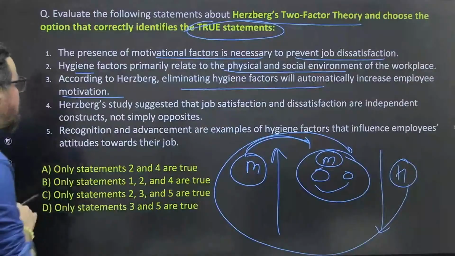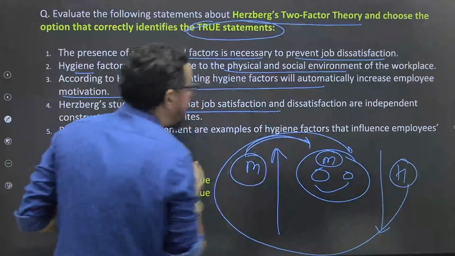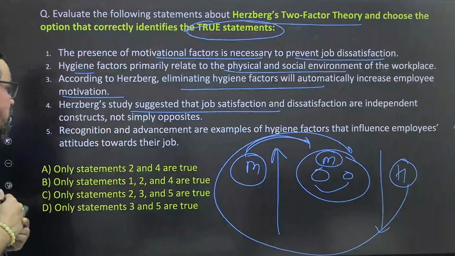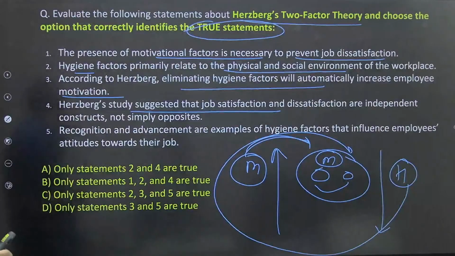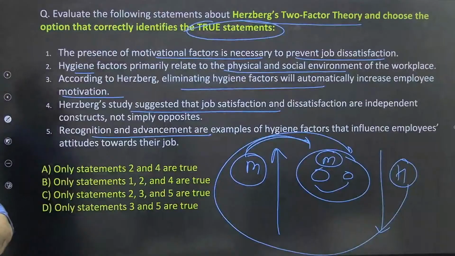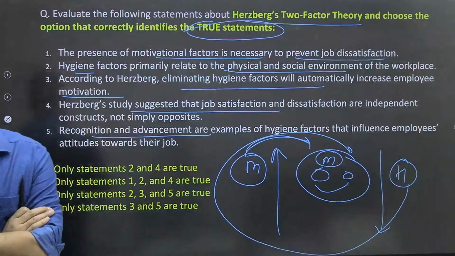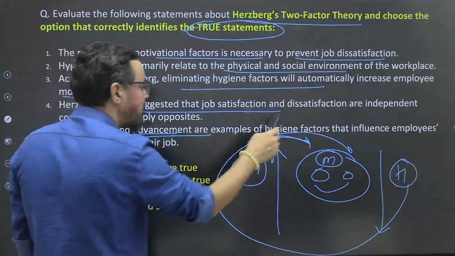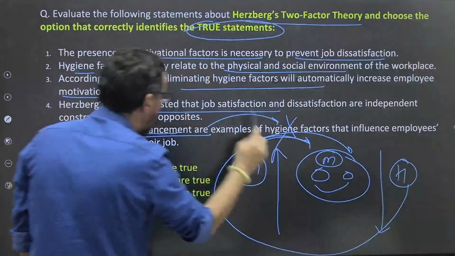Heidelberg study suggested that job satisfaction and dissatisfaction are independent constructs, not simply opposite. So what do you say about statement 4? Recognition and advancement are examples of hygiene factors that influence employee attitude toward their job itself. Okay, so these are the areas. What they have mentioned: recognition and advancement are examples of hygiene factors. Okay, no, they are motivators.